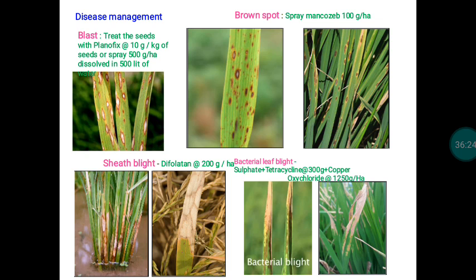And similarly the diseases also: blast, brown spot, sheath blight, bacterial leaf blight, like that. Many pathogens cause problems, so we have to control all these things, or otherwise the physiological quality of our seed gets affected. The physiological and physical quality of our seed will be affected.